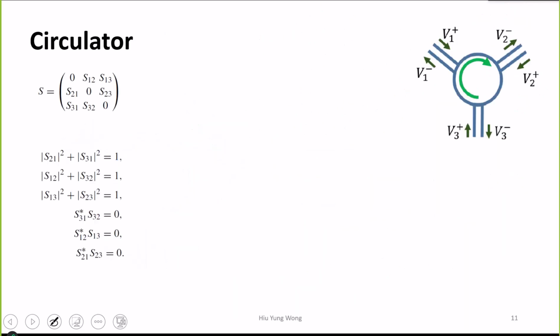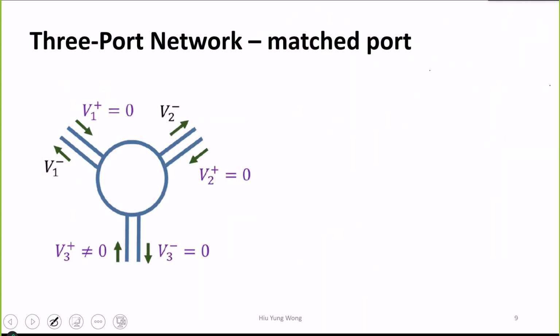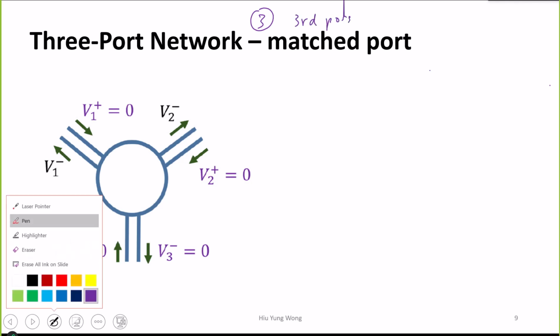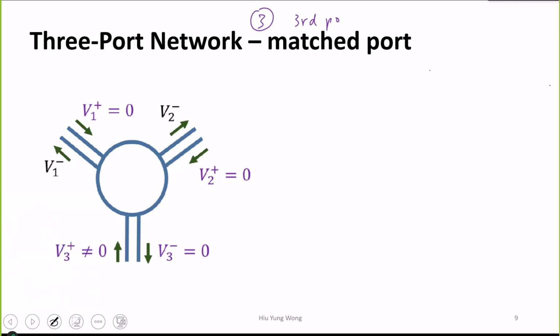Now I want to talk about another concept. I'm going to swap the slide when I post it, so this goes back. This is the third possible property: that it can be matched. So what is the meaning of matched? When it is matched, for example, we say port 3 is matched. Those who have learned microwave know matching means that there's no reflection.